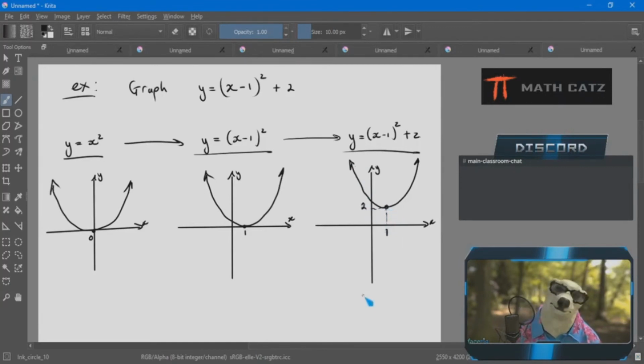And my vertex sits over there. So the more transformations we have, up to a point, we don't want to get crazy with it, we can create more complicated functions with a sequence of these transformations. And we can find the graph as well by just doing one at a time. All right.